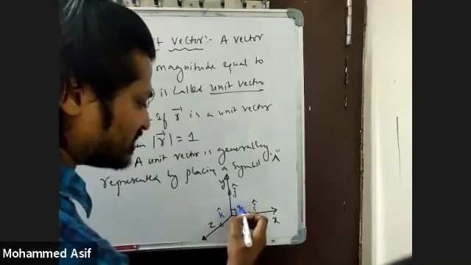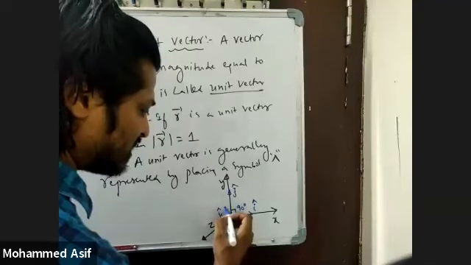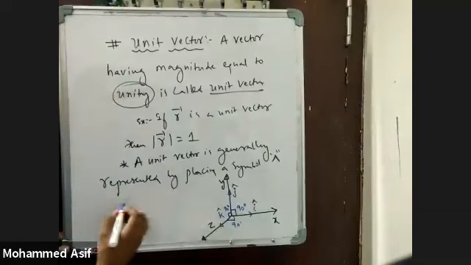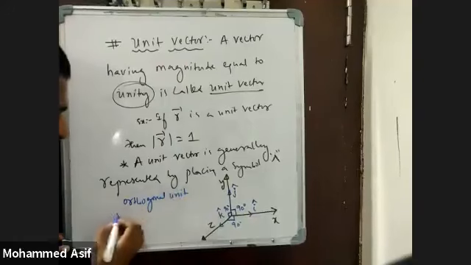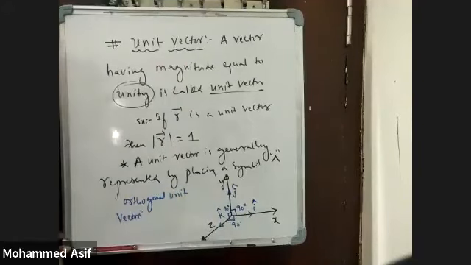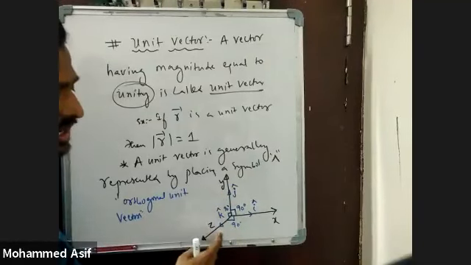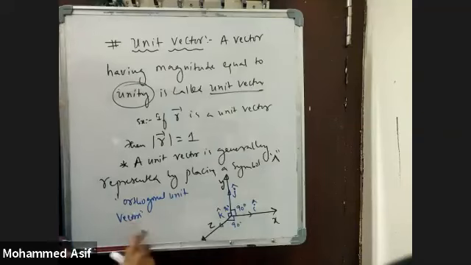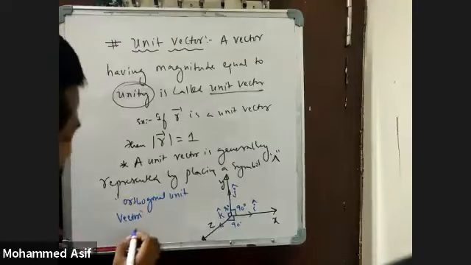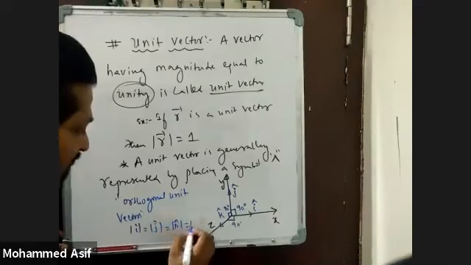Angle between them is how much? Always 90 degrees. Angle between this one is also how much? 90 degrees. So they are also called orthogonal unit vectors. Why? Because the angle between I and j is 90, between j and k is 90, and between k and I is 90. So they are called orthogonal unit vectors. That means the magnitude of the I vector equals the magnitude of the j vector equals the magnitude of the k vector, which equals 1.